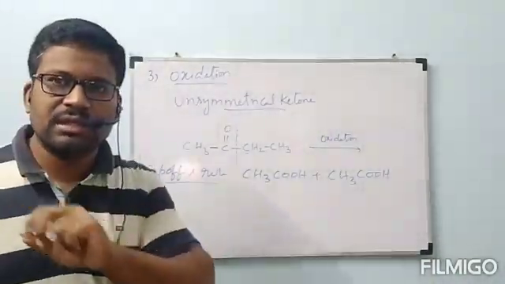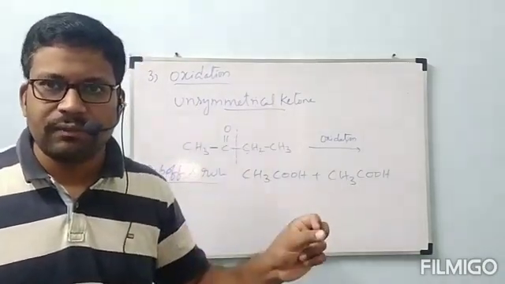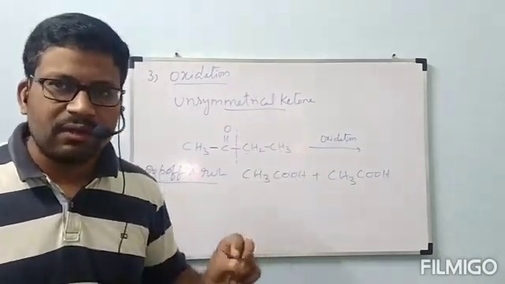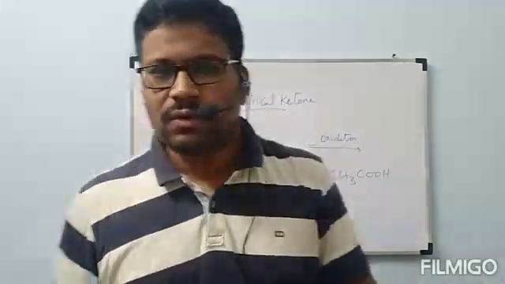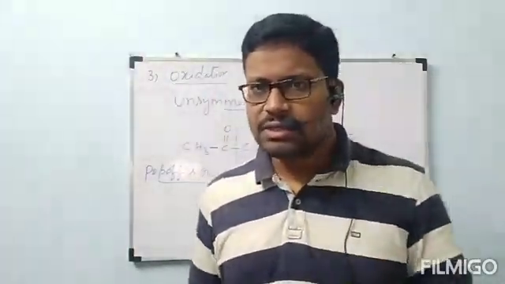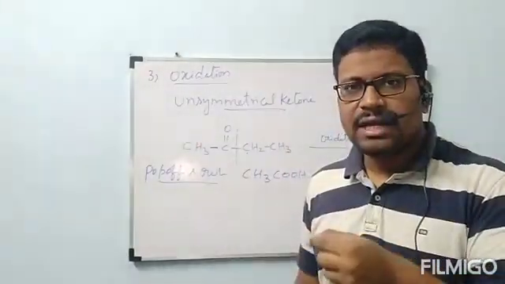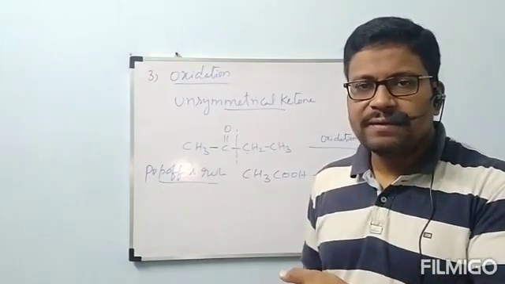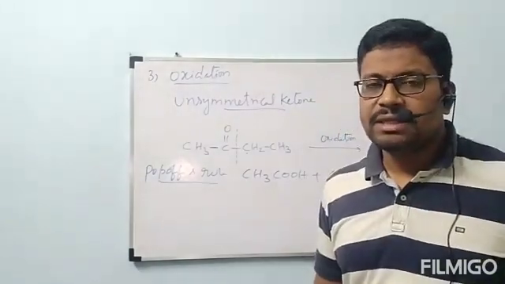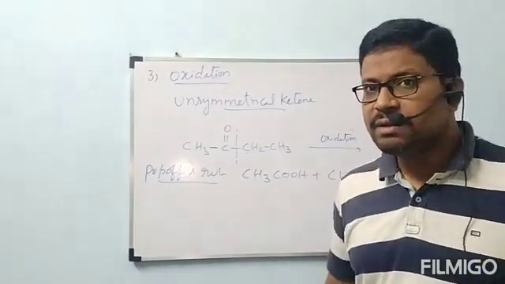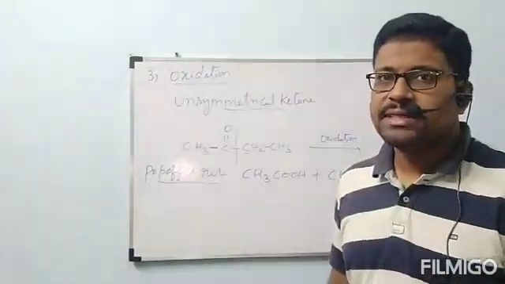If they don't ask for any major product, write both possibilities in the way we have written them. If they ask for a major product, then we have to follow Popoff's rule. Now what is Popoff's rule? If ketones undergo oxidation, the carbonyl carbon stays with the alkyl group with fewer carbons. Then where will the bond be cleaved? The C2 C3 bond will be cleaved. In that way we have to write the major products.